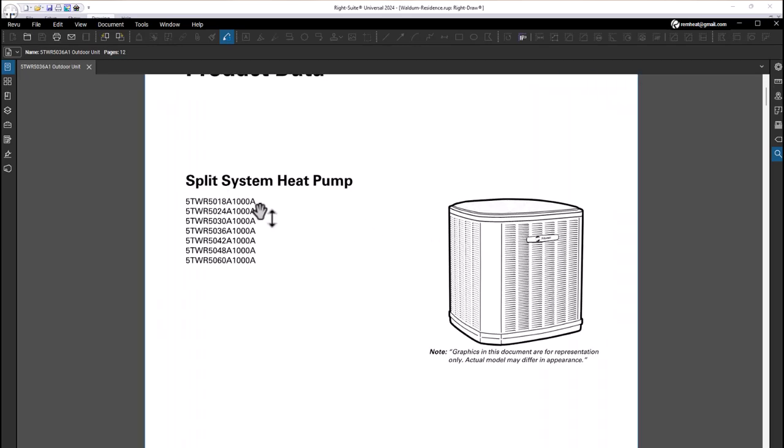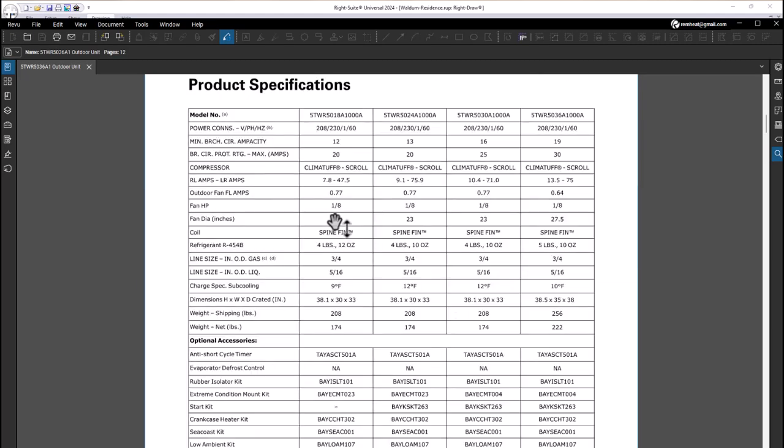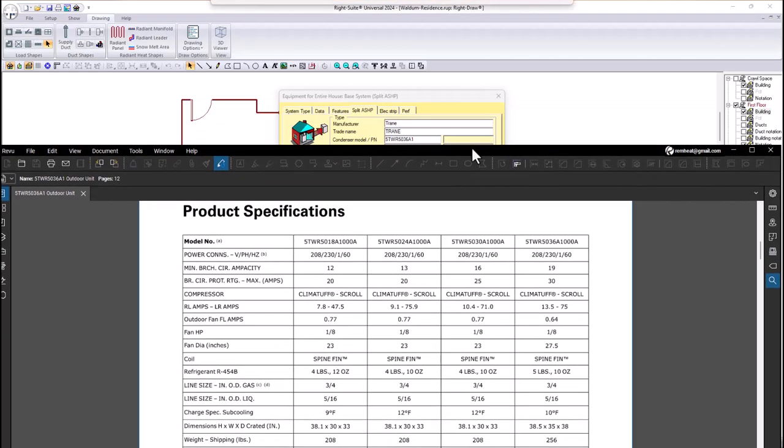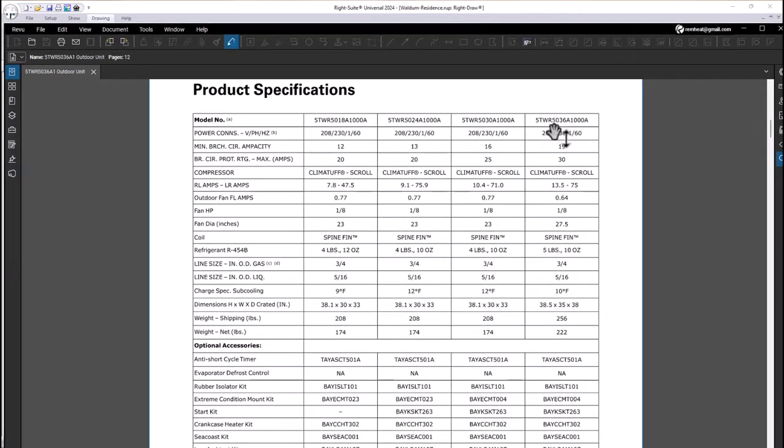This is the split system heat pump, and my unit is this 5TWR 5036. It's a 3-ton unit, right? So we keep on going down. The model number is going to be this one, so this column applies to this model number. Let's double check on this: 5036, yes, 3-ton unit.